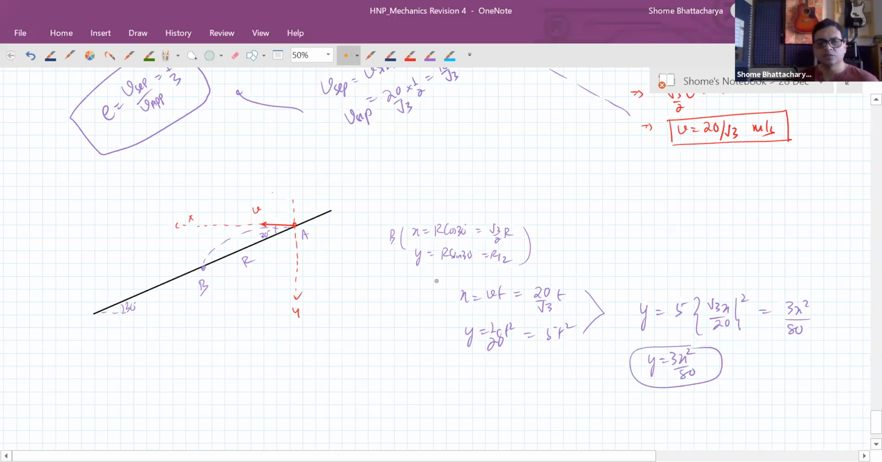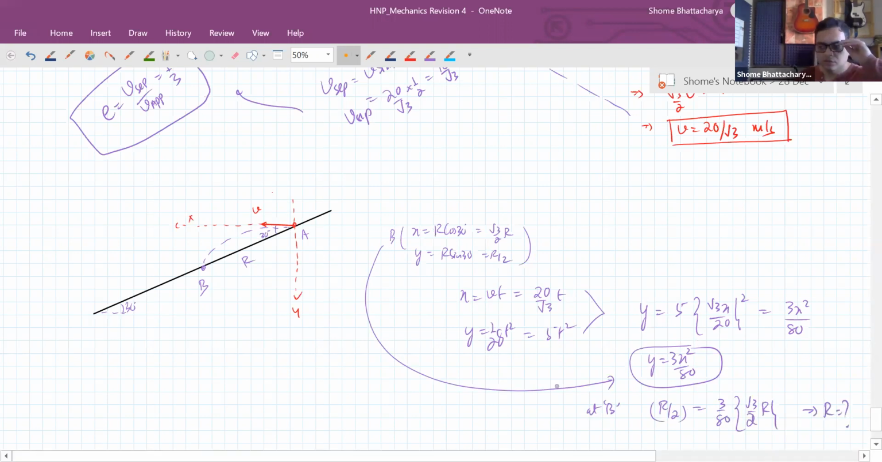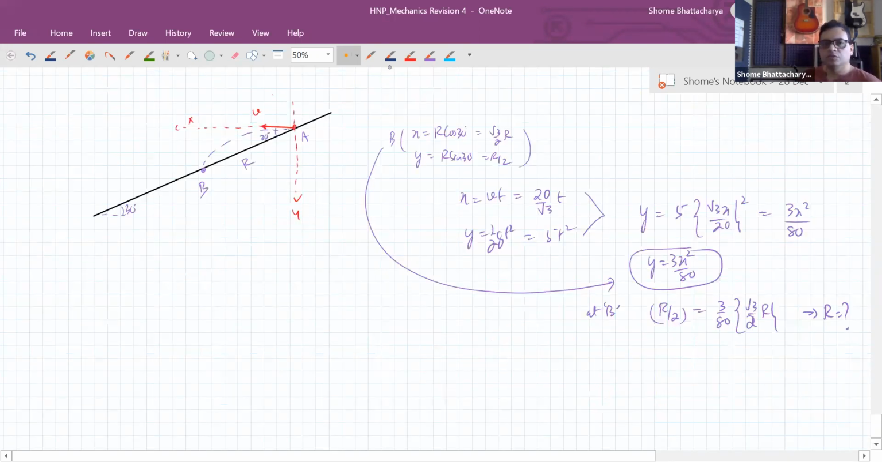So now substitute the point B's coordinates. So at B, y which is r by 2 should be equal to 3 by 80 into x square, where x is root 3 by 2 r. So from this we can just easily find out r. So this is the easiest way of calculating the r. Okay, so this is about your oblique collision type of situation between a particle and a rigid surface.